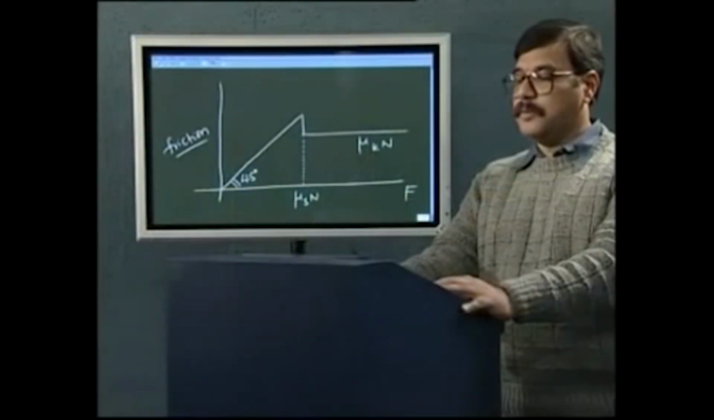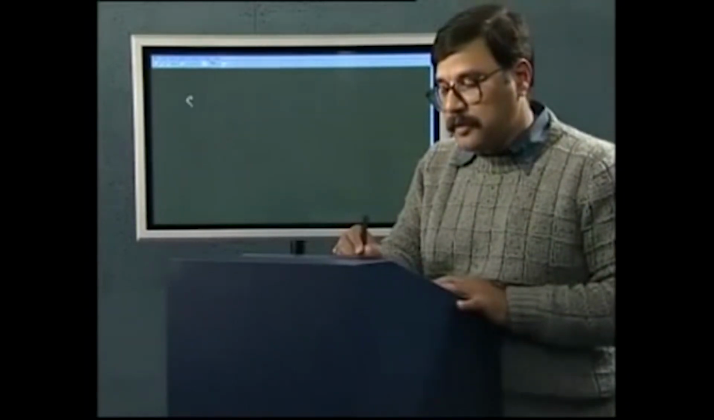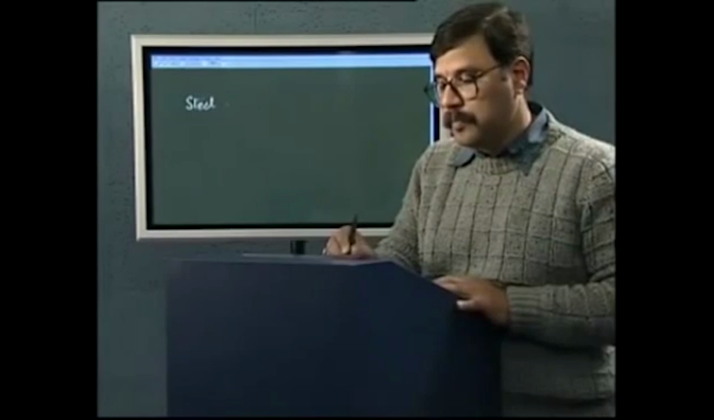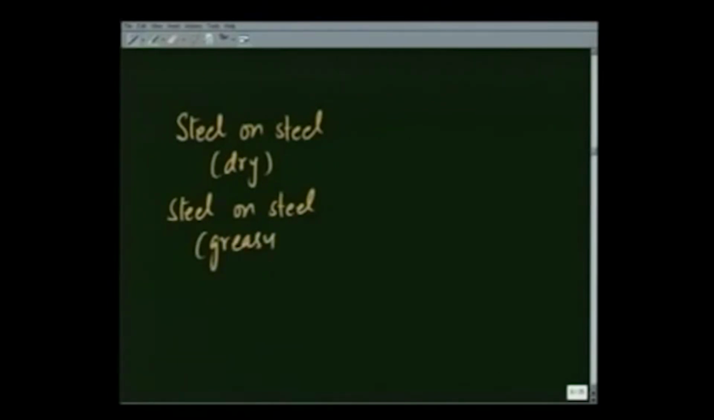To give you a feel for what mu s and mu k are, let me give their values in the next slide. The value varies from material to material. We will take steel on steel, dry surface; steel on steel, greasy surface; and we will also take metal on ice, and tires on road.